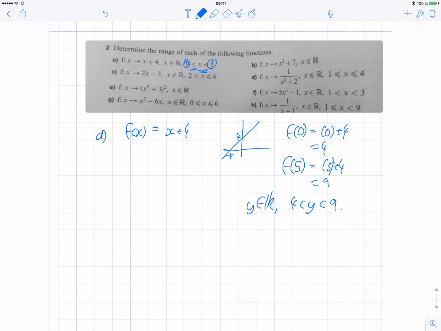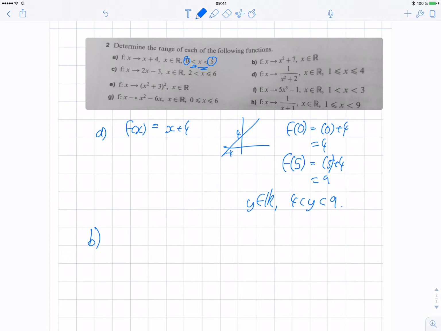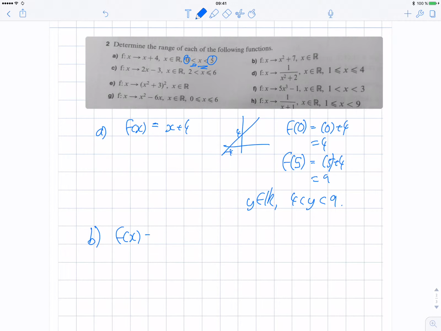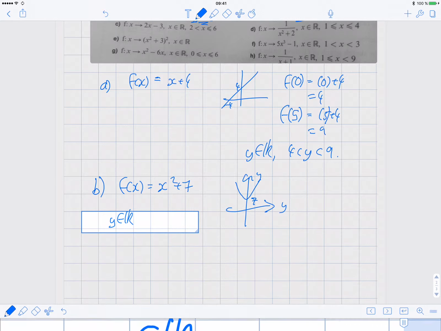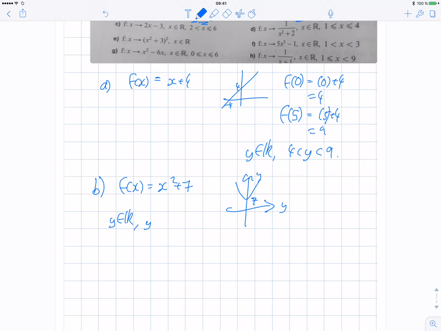Let me do another example. B. f of x is equal to x squared plus 7. Again, make sure you know what this function looks like. It looks something like that, and that's at 7. And you need to recognize this. So you need to know that the minimum point actually occurs at 0. Now, does the maximum point, it's not been restricted, so we can just say the range is all values where y is greater than or equal to 7.